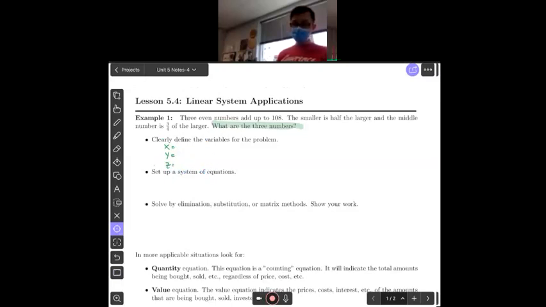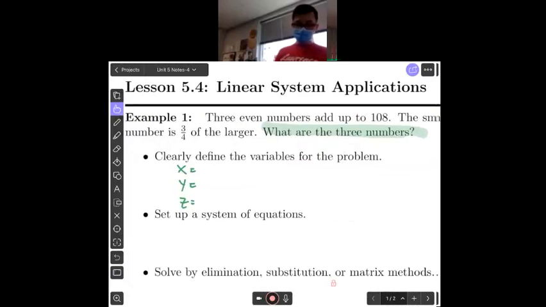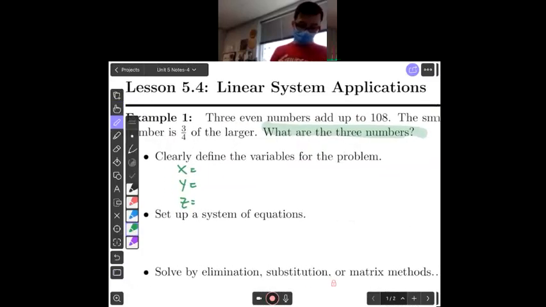And my general habit is always to look for the first thing they mention, and that's going to be the first thing that I write down. So it says the smaller number first, so my first variable is the smaller number. So X is the smaller number. The next thing it says is the larger number. I think it's kind of weird to put the larger number next and then the middle number last.